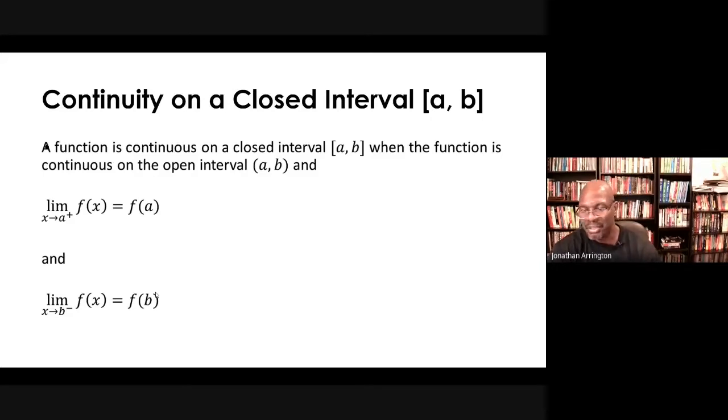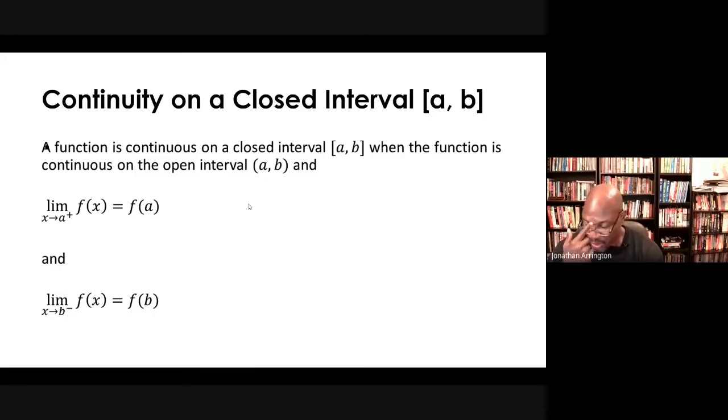Open interval, you're just continuous on every point in the interval. Closed interval, you can't say you're continuous at every point in the interval because that includes the endpoints, and at the endpoints you can't be continuous because you're only going to have one side of the limit. And so that's why we have these one-sided limits added on to the definition.